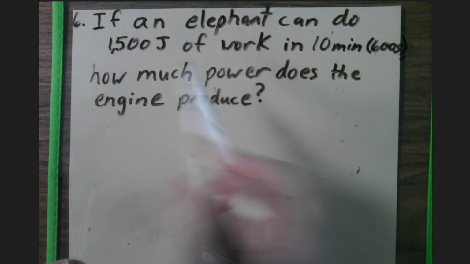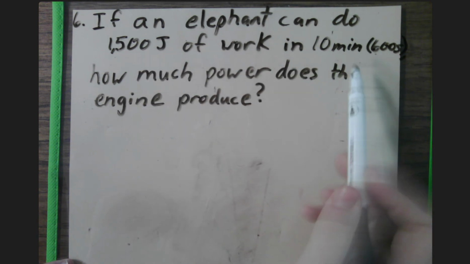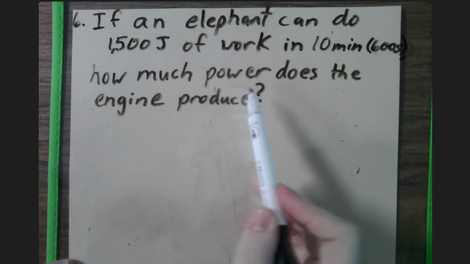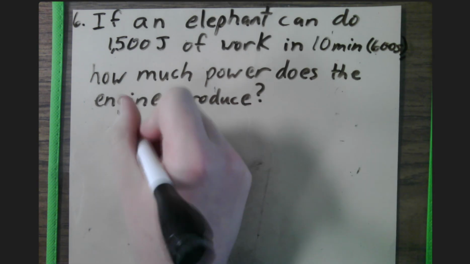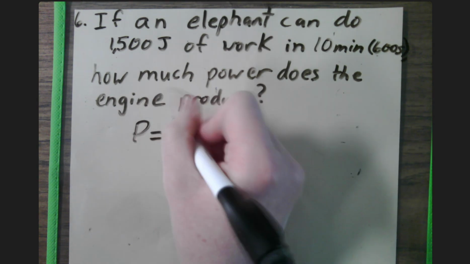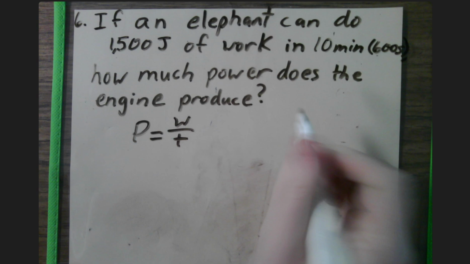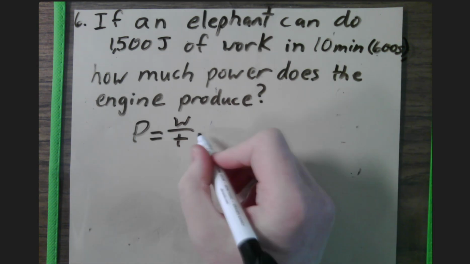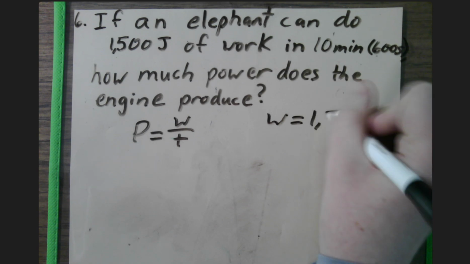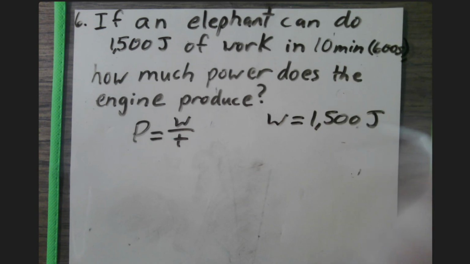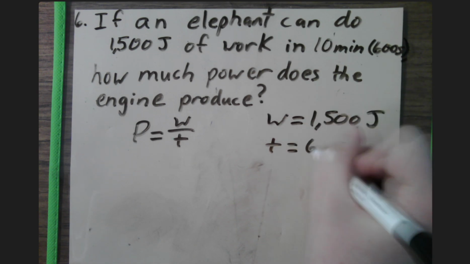All right. If an elephant can do 1,500 joules of work in 10 minutes, or 600 seconds, how much power does the engine produce? Let's start with our formula. Power is equal to work over time. Not watts, work. Watts are our units. Okay. Our work is 1,500 joules. Our time from this problem is 600 seconds.